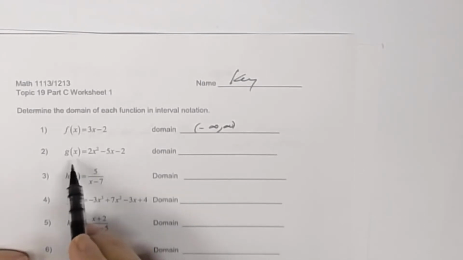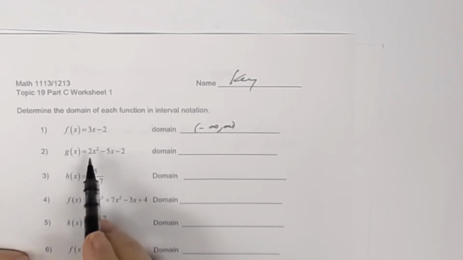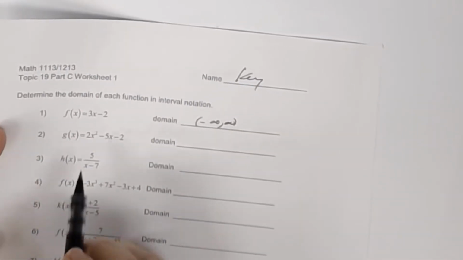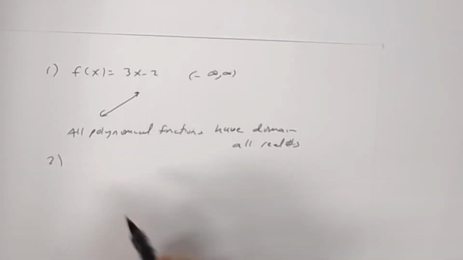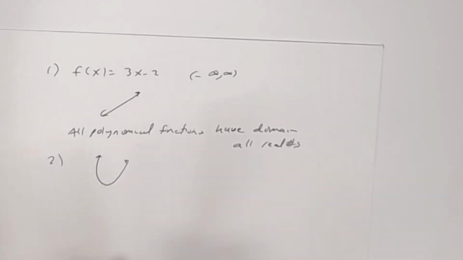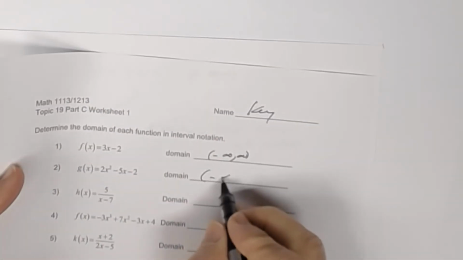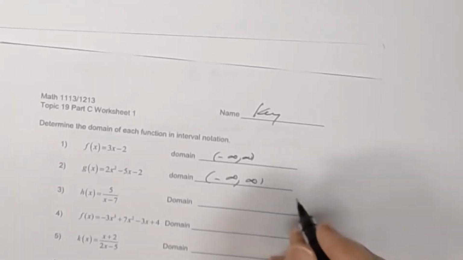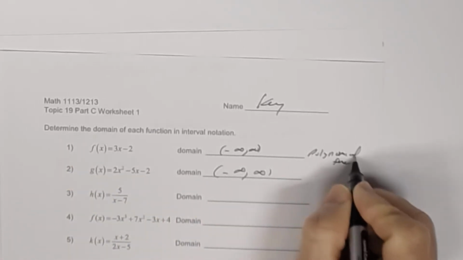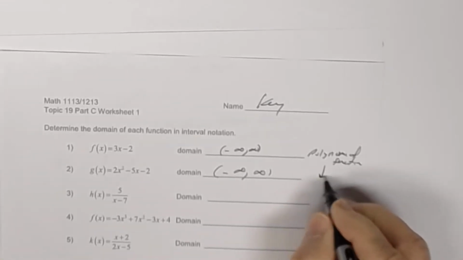In number two, this is also a polynomial function. In fact, it's a quadratic function. And so you know that the graph, now you don't know what the graph of this specifically is, but you do know that it's a parabola, right? And so it looks something like this. And so again, it's from negative infinity to infinity. And remember, all these are polynomial functions. This one as well.